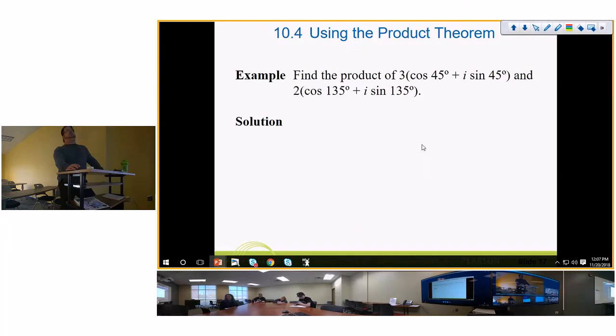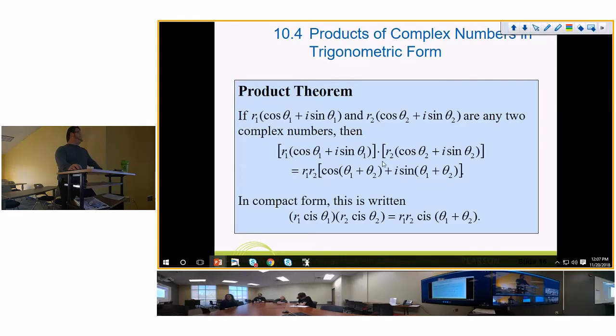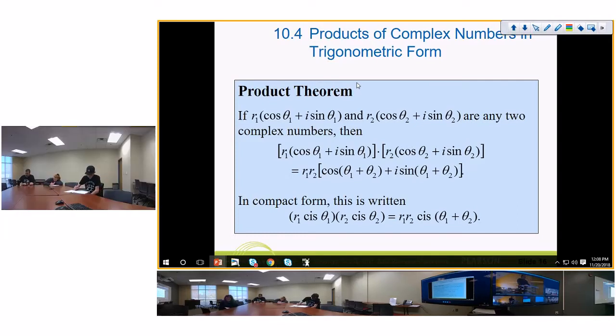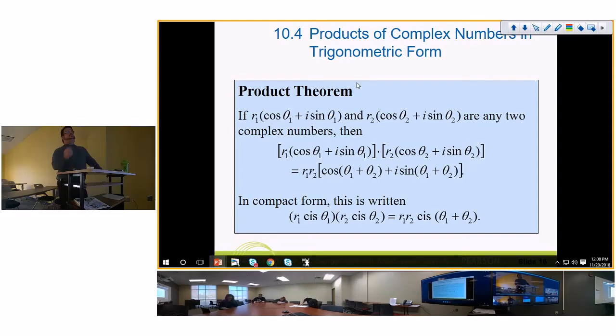Next, find the product of. Oh, go back. Y'all know you don't have to write the whole thing, don't you? You just have to write this down right here, these 2 lines right here. That's all right, I'll just wait. Tell me when you're ready.